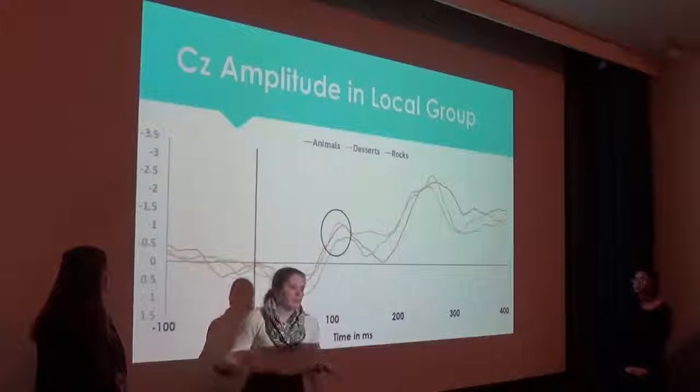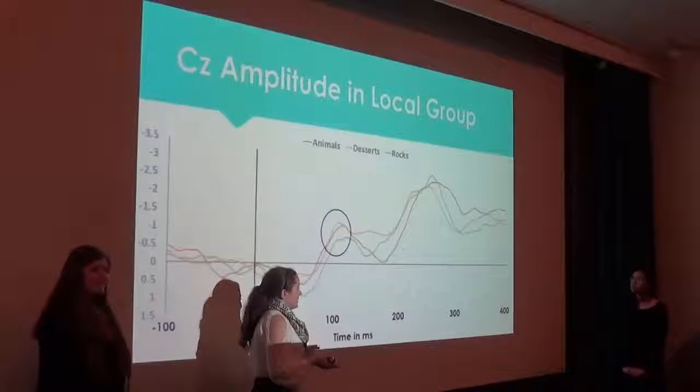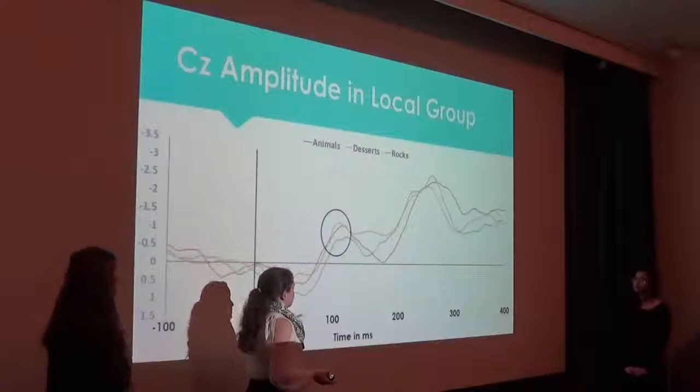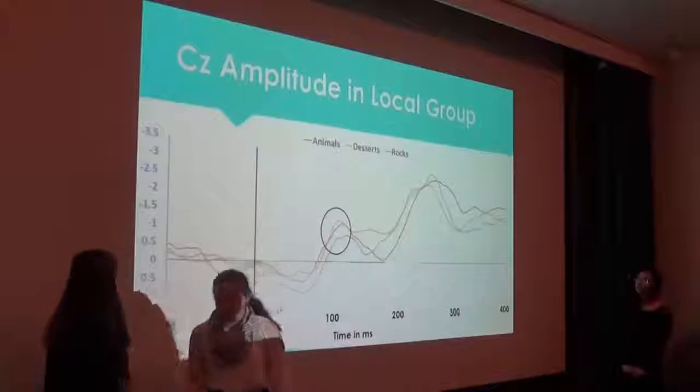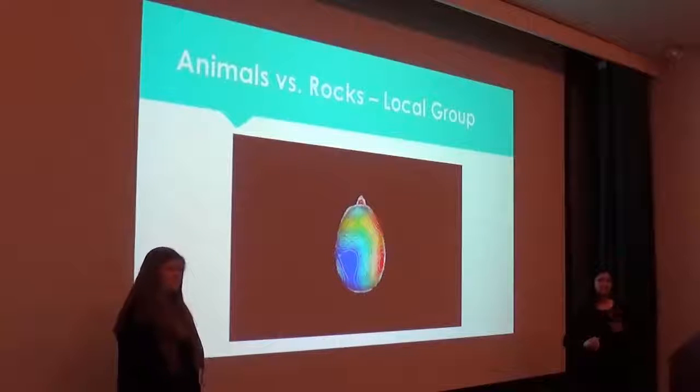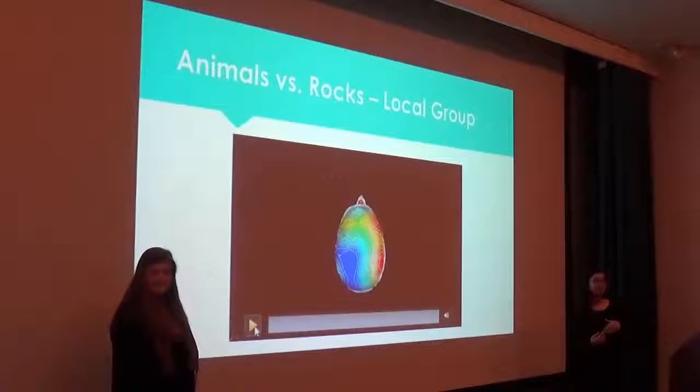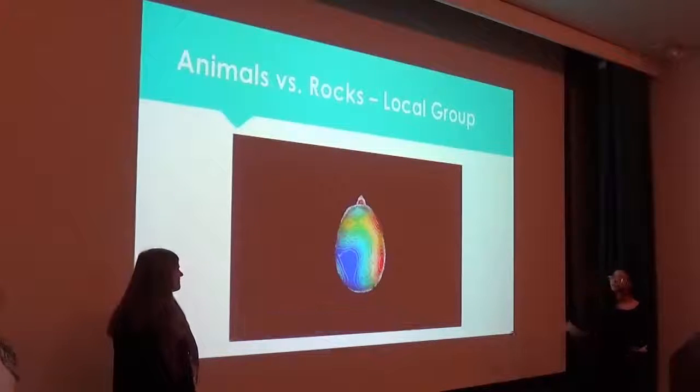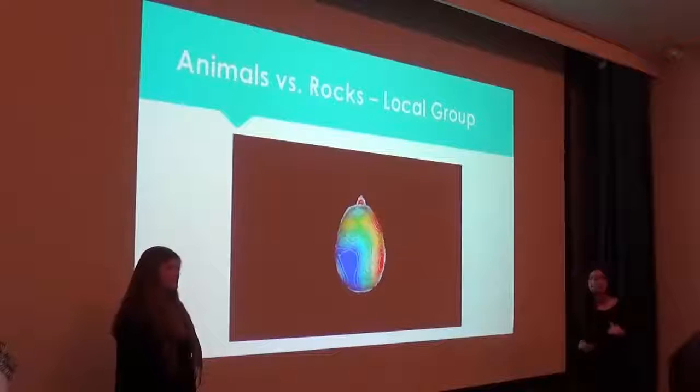But as Abby will get into later, we did find that there wasn't as significant of a difference between animals and desserts. An important thing to note is with EEG, we're able to read brain waves before you're consciously aware of your processing. Here at 100 milliseconds, people aren't aware that they're staring at an image, however their brain is responding to that stimulus.